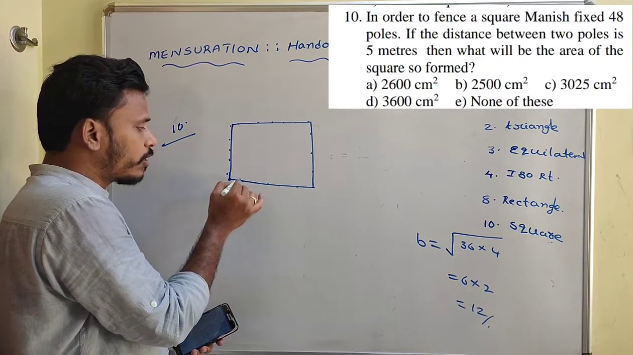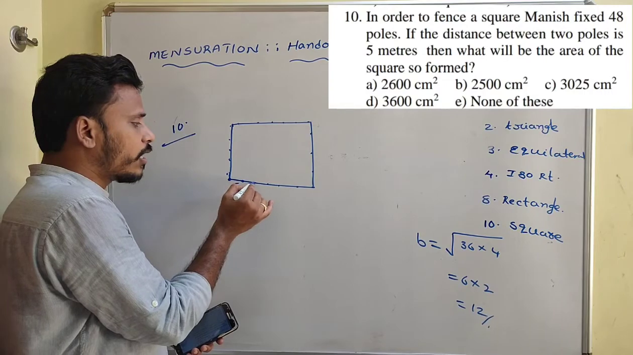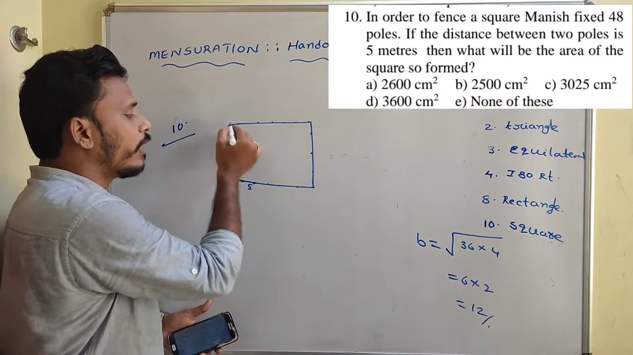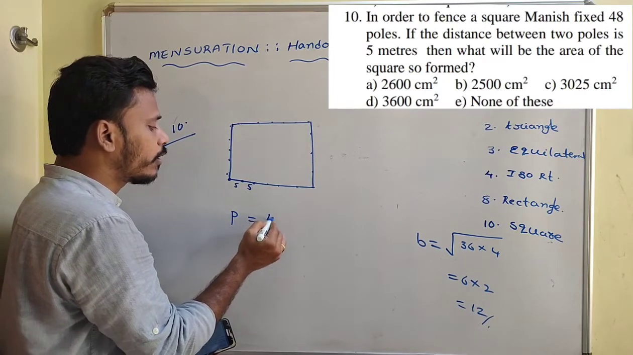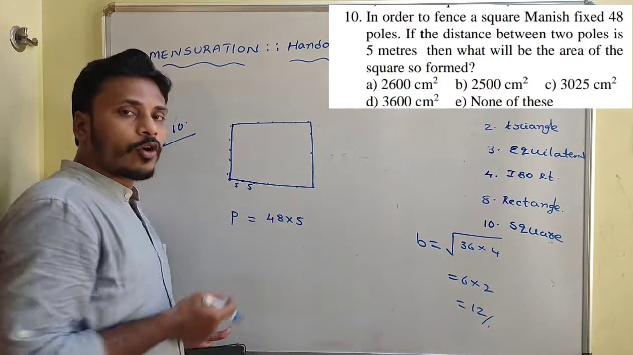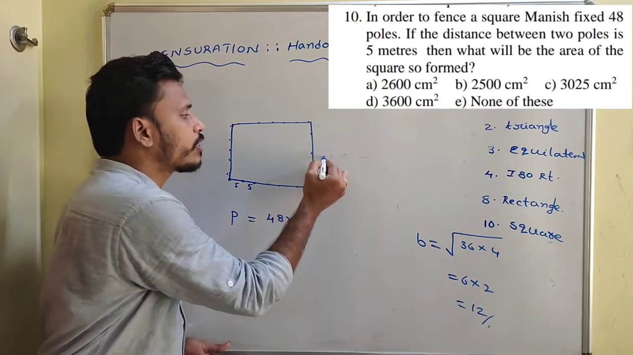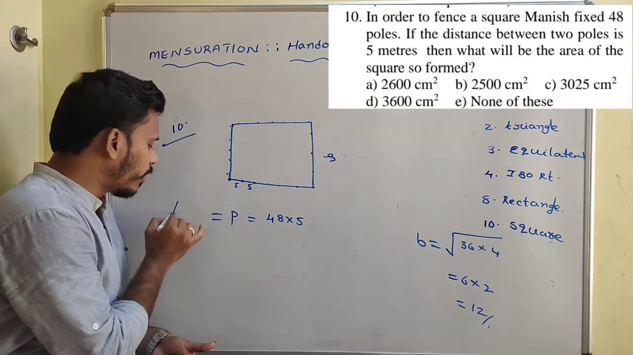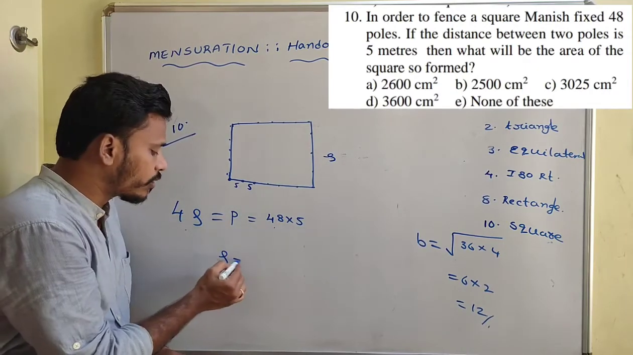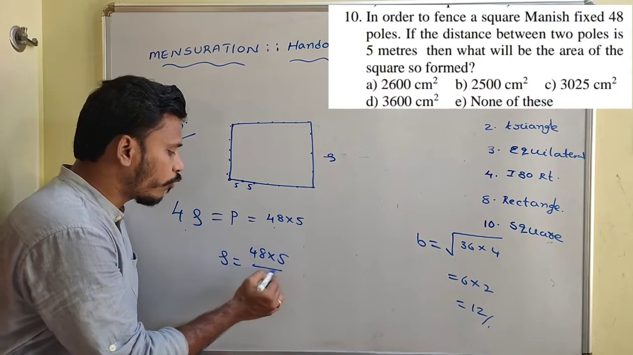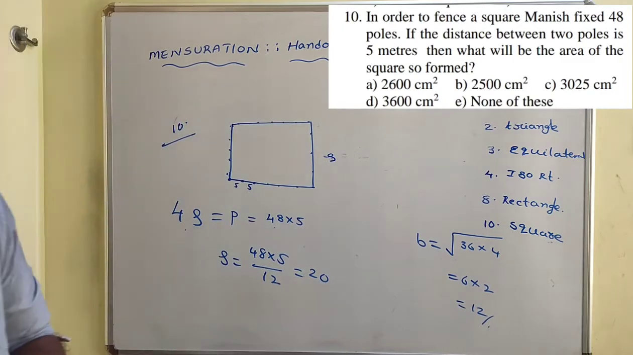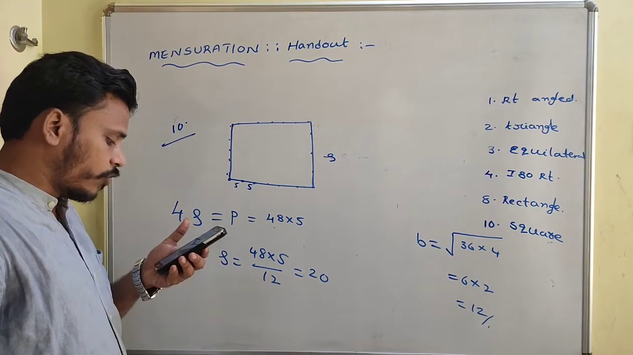See, this is the first pole and this is the second pole. This distance is 5. Second and third, this distance is 5. Like that, if you add everything, that will become the length of the boundary, meaning the perimeter. Since there are 48 poles and the distance is 5, the perimeter is 48 into 5. If you consider the side as S, this perimeter can be written as 4 times the side. So 4 times S is equal to 48 into 5. S is equal to 48 into 5 by 4.